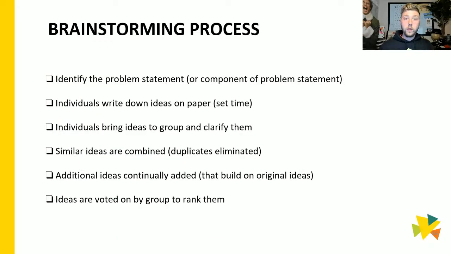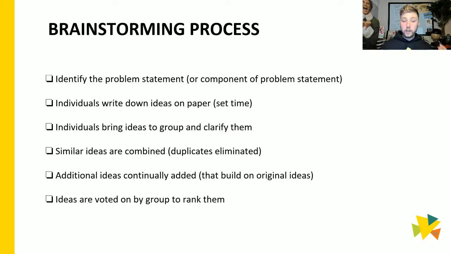So the brainstorming process goes as follows. We identify the problem statement or a component of the problem statement. Each individual writes down ideas on paper or a sticky note. Then everyone from the group brings their ideas and groups them and clarifies them. Similar ideas are combined, duplicates are of course eliminated, and additional ideas are continuously added. After this stage of individuals writing down ideas on a piece of paper, they can still continue writing things down. That's because they might have seen someone else's idea and think, oh, that gives me another thought. What if we do this? And that really helps with generating a lot of ideas.